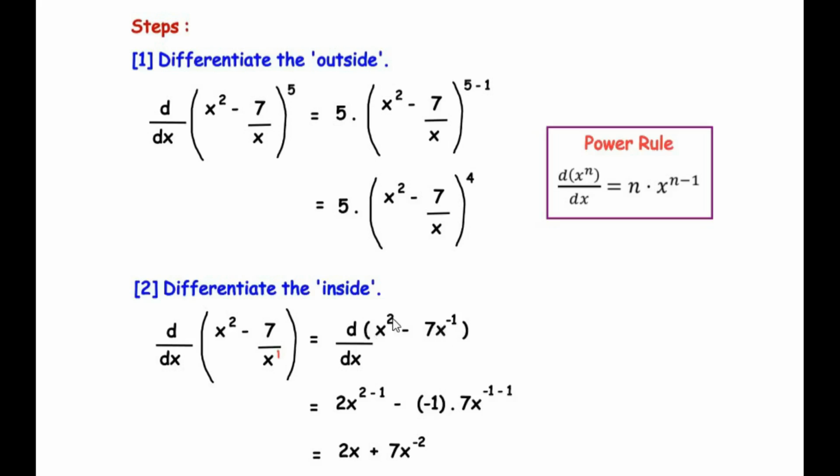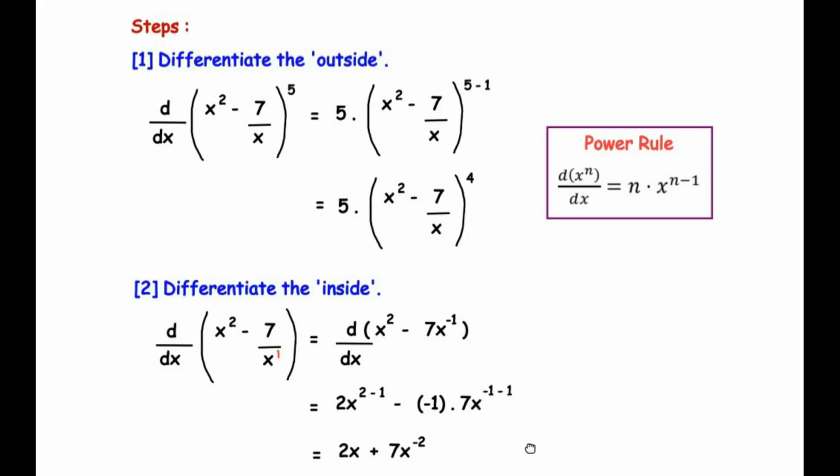So to differentiate the x squared term, we are again going to make use of the power rule. So here d by dx of x squared becomes 2 times x to the power of 2 minus 1, minus, now again using the power rule for the second term, we are going to write the negative 1 jumps down. So negative 1 times 7 times, now x to the power of negative 1 minus 1. The power reduces by 1.